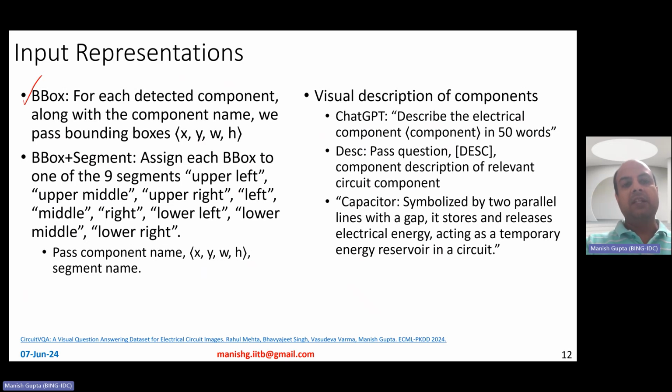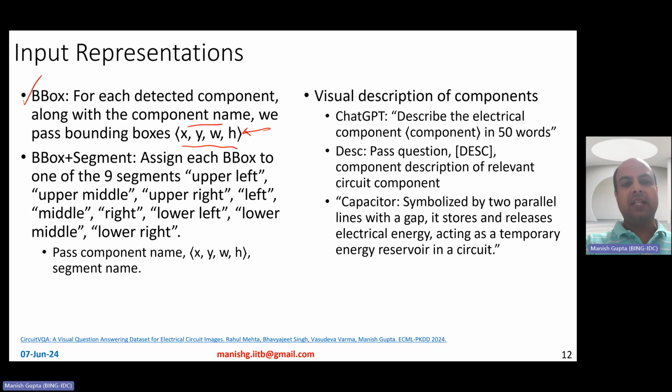Well, for each detected component in the image, we can give the component name and X, Y, W, H coordinates for the bounding box. X, Y is the center of the bounding box rectangle, and W is the width and H is the height. So you could give these. Or, sometimes these coordinates are too specific.